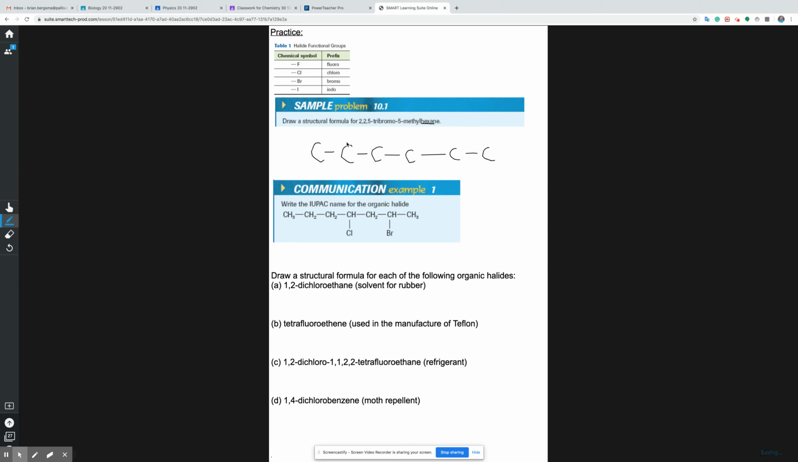So we have, coming off our 2nd carbon, a bromo group. We have 2 bromo groups coming off that 2nd carbon. And then off our 5th carbon is another bromo group. And then off our 5th carbon is also a methyl group.